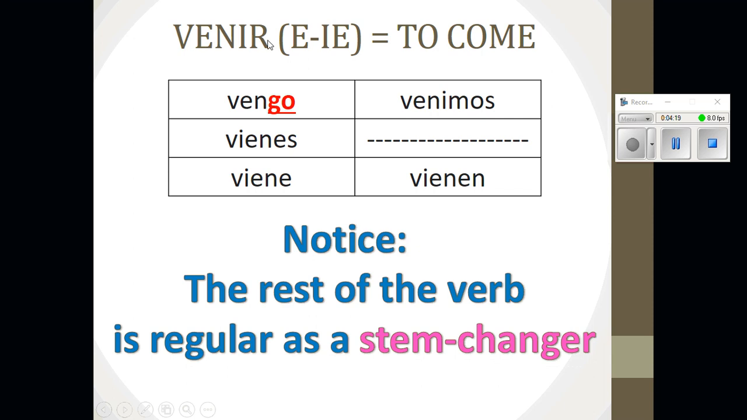All right, we're going to mark that venir is an E to I stem changer. That means to come. And then notice that all forms except the yo are regular. Okay, so we'll write vengo, vienes, viene, venimos, vienen. Pause the video.